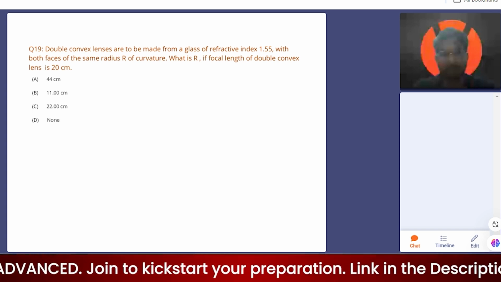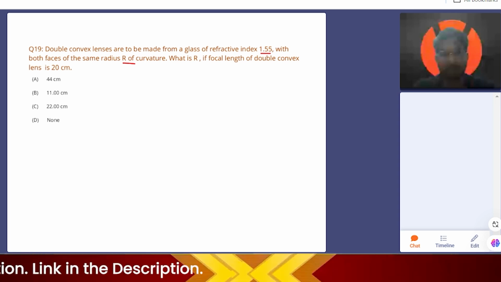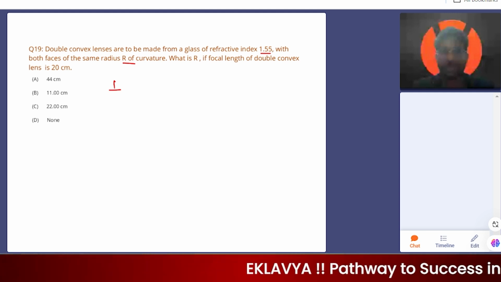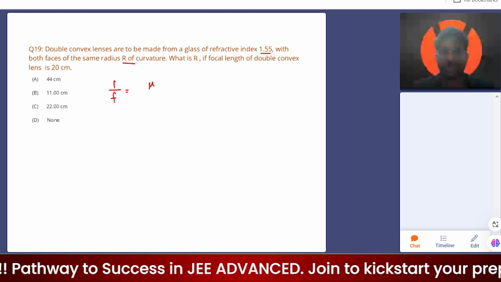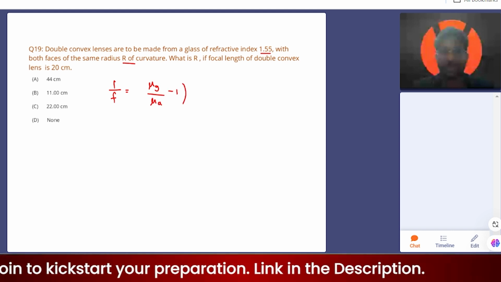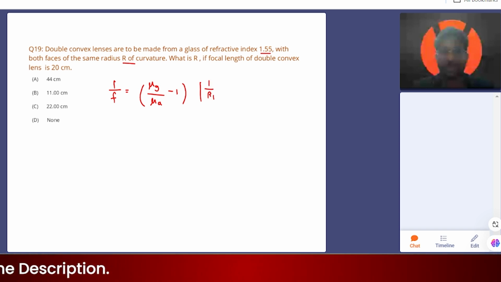Double convex lens are made from the glass of refractive index 1.55. Both faces are same radius. Focal length of the double convex lens is 20 centimeters. We need the radius of curvature. Convex lens. In the lens maker's formula, we have 1 by f is equal to mu, refractive index of that medium, by refractive index of air minus 1. Always remember it this way, into 1 by r1 minus 1 by r2.